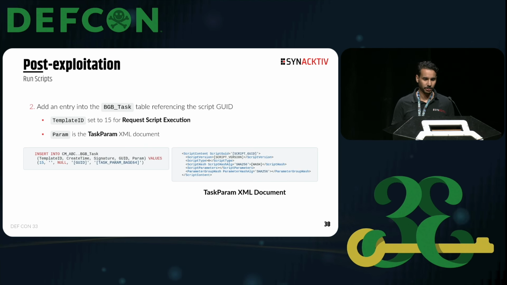Then we add an entry in the BGB task table, which will reference the script that we've created. So one part is the template ID; we set it to 15 to say that it's a task to request script execution. Then you have the param column, which holds a task param XML document. This document will include the ID of the script to execute. This is the document that will be sent to the clients, and the client will use that information to fetch the script and execute it.